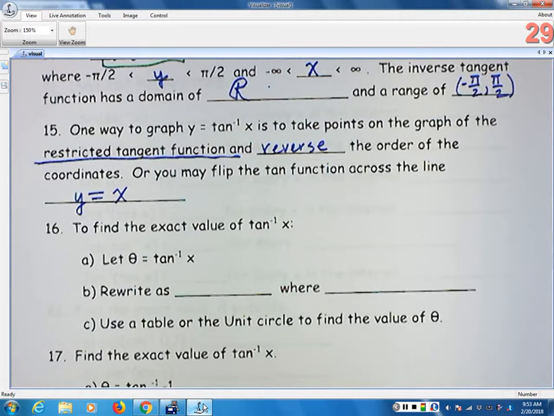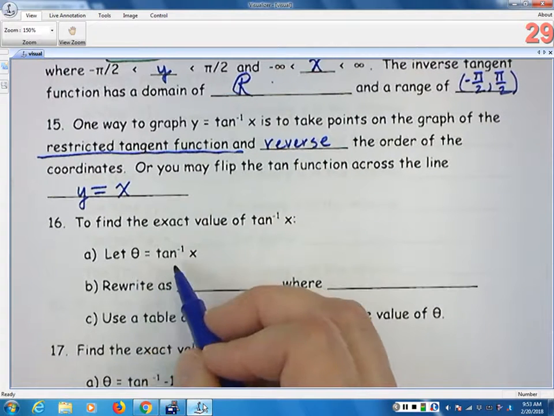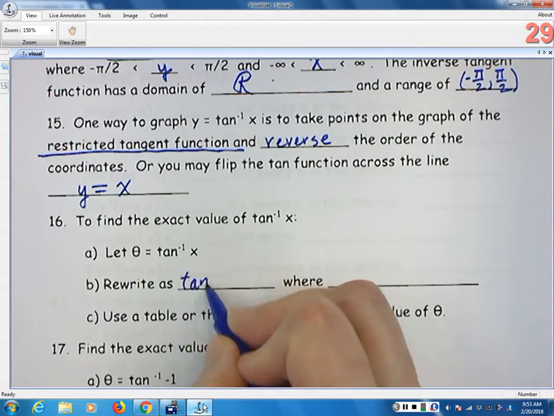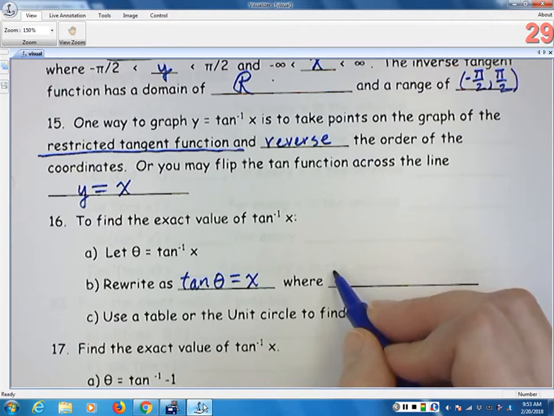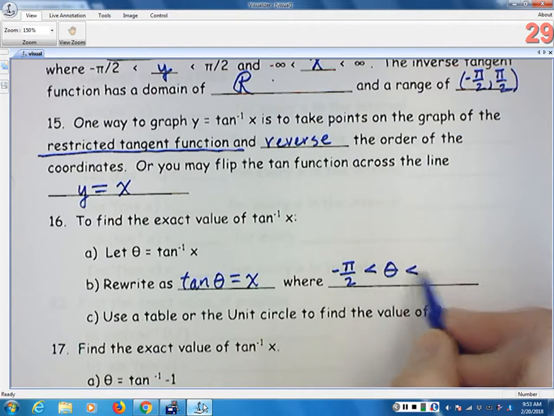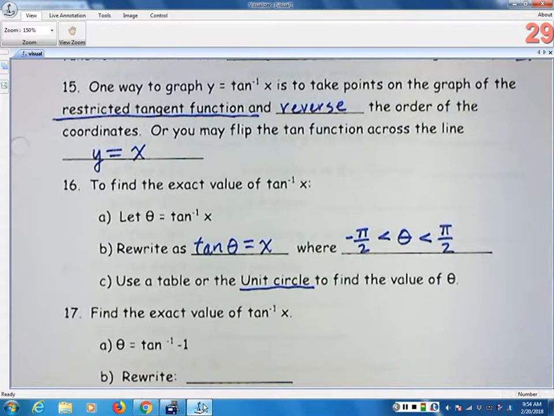How do we find an exact value of inverse tangent of x? Let theta equal inverse tangent of x, rewrite as tangent theta equals x, where theta has to be between minus pi over 2 and pi over 2. And then we're going to use a table, or the unit circle, because I'm going to give you the unit circle to find it.